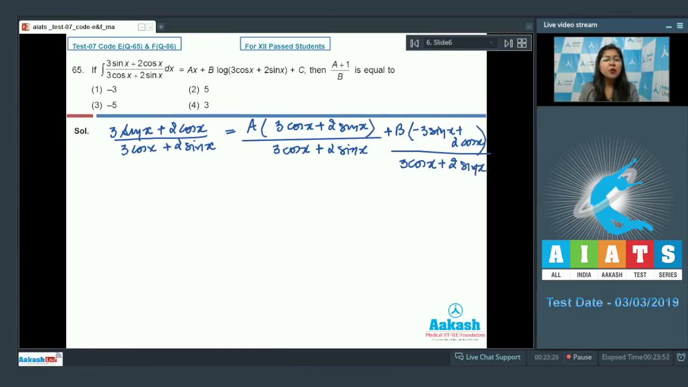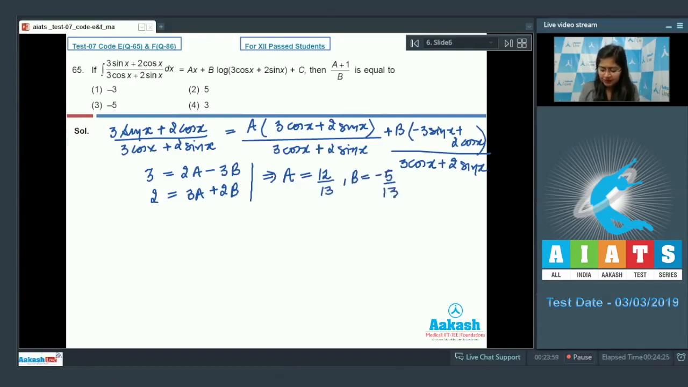Now if I equate the coefficients of sin x and cos x, what will we get? 3 can be written equal to 2a minus 3b and 2 can be written equal to 3a plus 2b. Solving these two equations, we will get the values of a and b as a equal to 12 upon 13 and b is equal to minus 5 upon 13. Right? So substituting back in the given equation, let us say the integral is equal to I.